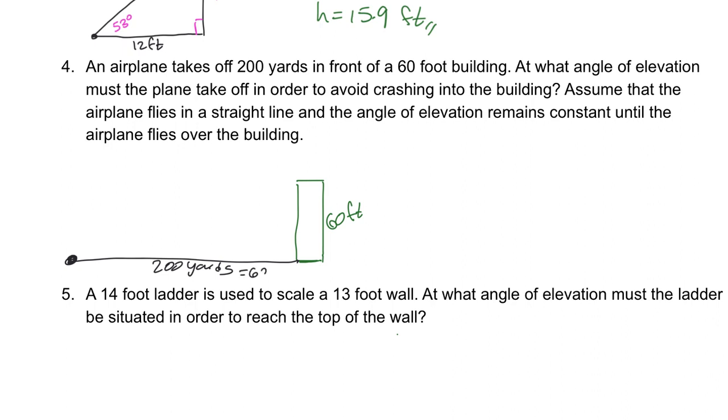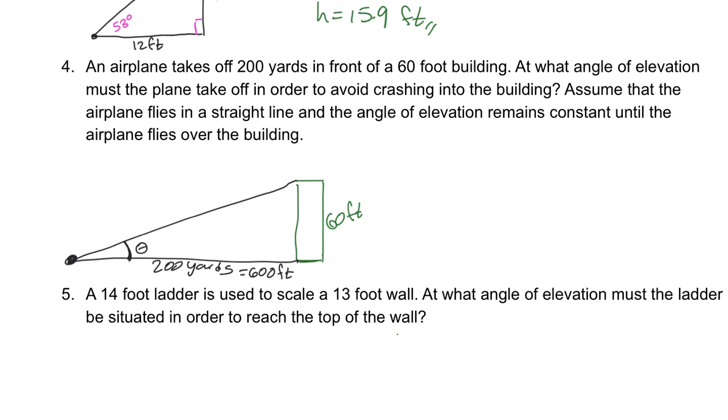200 yards is the same as 600 feet. So it's important here that we have the same unit on both of them. There are 3 feet in a yard, so 3 times 200 is 600. And so I'm finding this angle that is here. So let's name that angle theta.